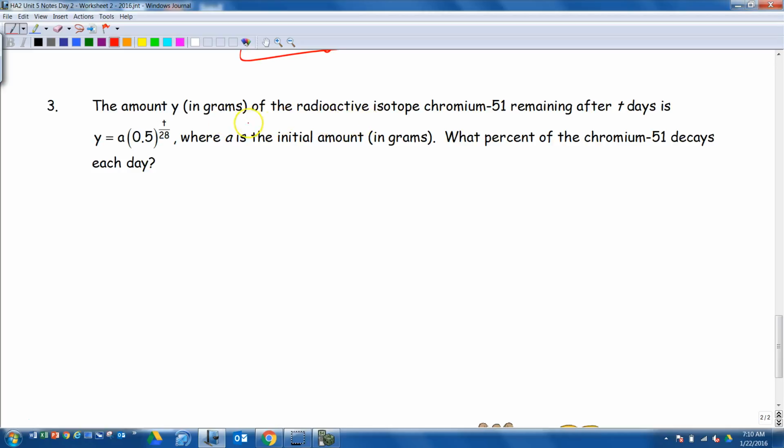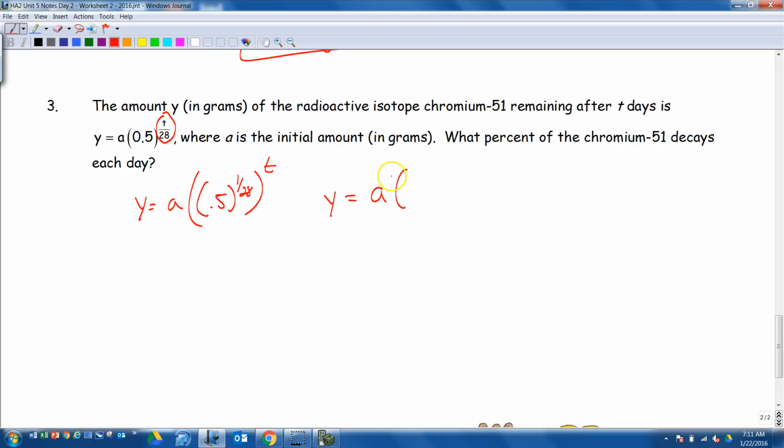So we have that many grams of chromium-51 remaining after t days is this formula, where A is the initial amount. What's the percent it decays? You can't say 50% because we have this as our exponent. We have to get that back to just t. So we can use our exponent properties and say, well, that's 1 over 28 to the t, because that's the same thing. That's like splitting it apart. If you multiply these, you get back to that. So we can now calculate what is 0.5 to the 1/28th.